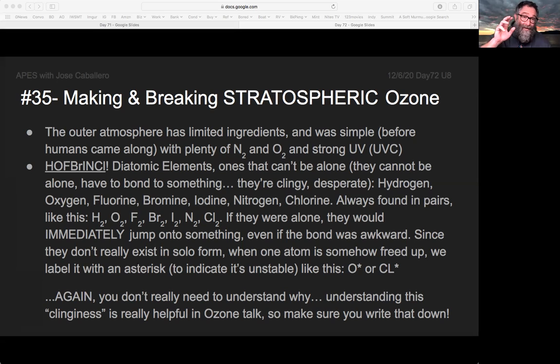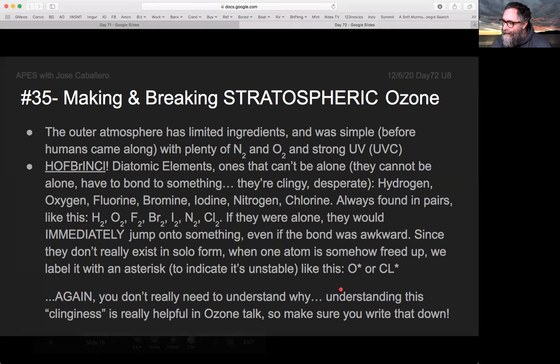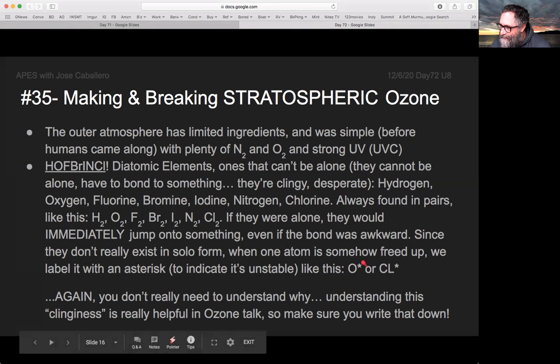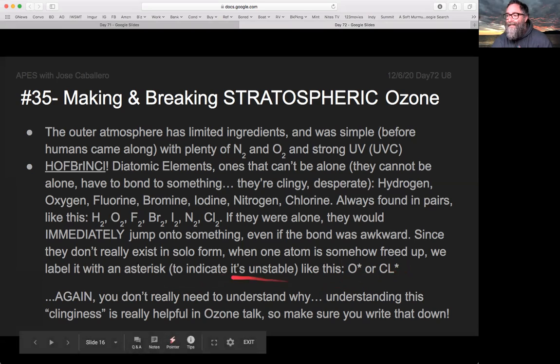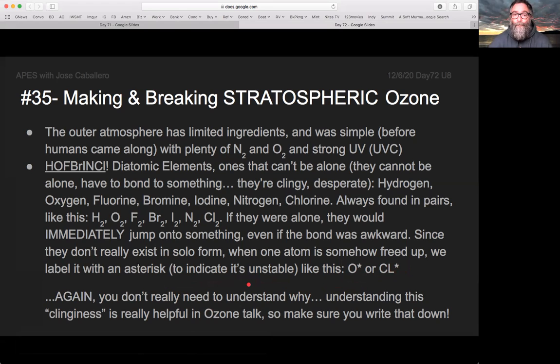If these get freed up, we label them with an asterisk. If there's a single, we put a little symbol next to that to say, whoa, look out, that's weird. Like, look over here on my screen, please. See that little asterisk? Or right there, that L shouldn't be capitalized, sorry. That asterisk and that asterisk, those indicate this is unstable. That single is gonna get stuck to something right away. You might have heard of free radicals. That is gonna bond with something else.